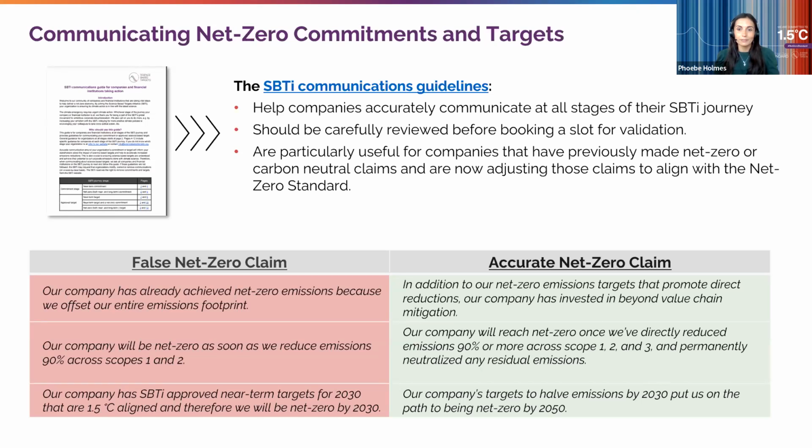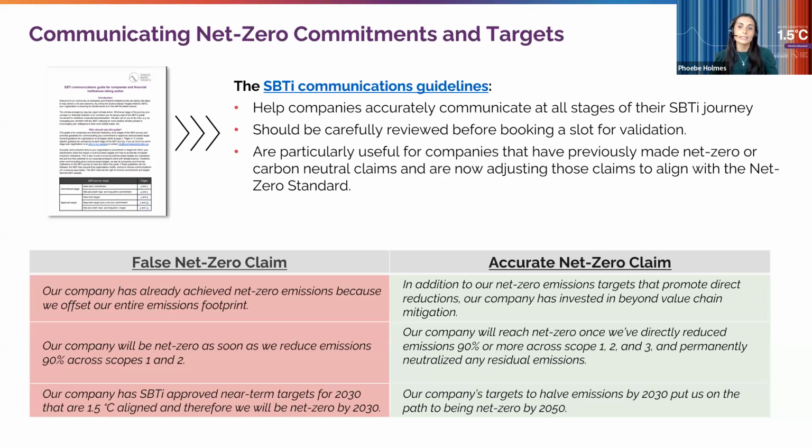So in this table, there are some examples of common net zero claims we see from companies which do not meet the SBTi net zero standard criteria, and some suggestions of ways to reframe those claims so that they comply with the standard. So if we look at these examples listed in the table, for instance, rather than claiming your company has already achieved net zero as a result of offsetting, we would require companies to highlight that they have set net zero targets that lead to direct reductions across their value chain, and that any additional investments resulting in emissions avoidance or carbon removals are part of their beyond value chain mitigation activities.